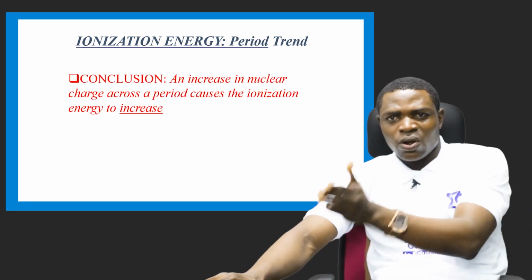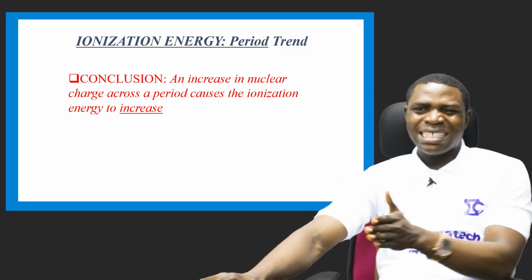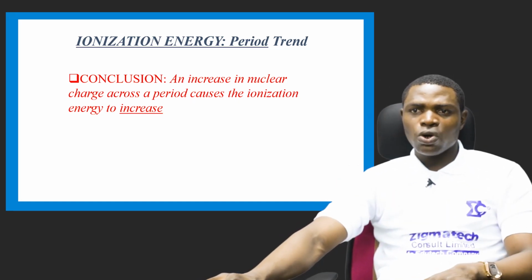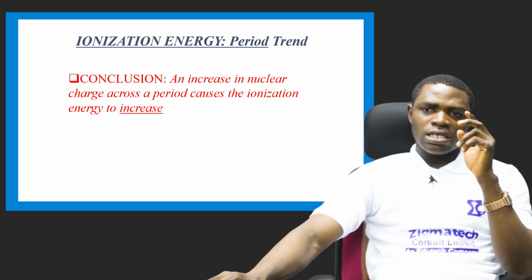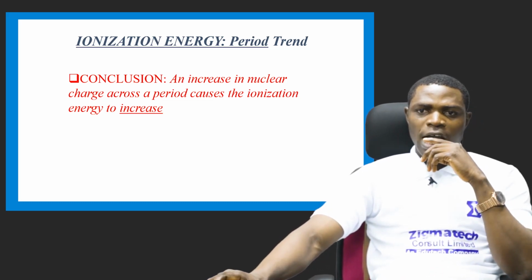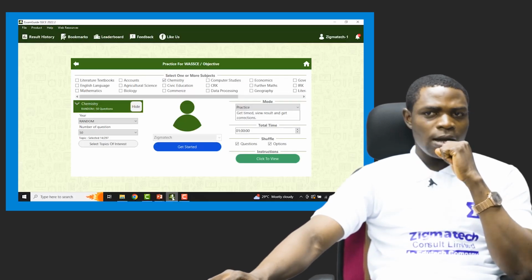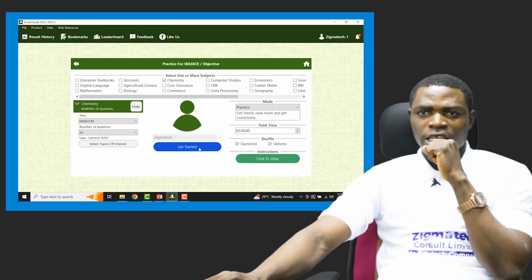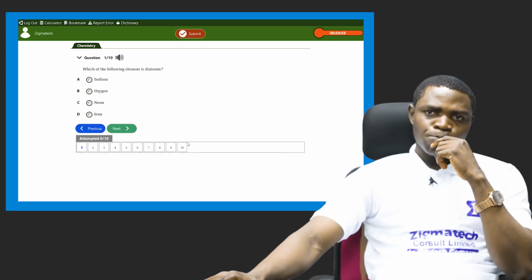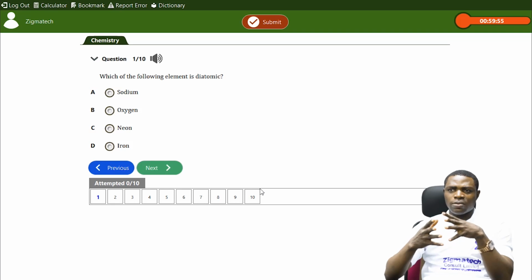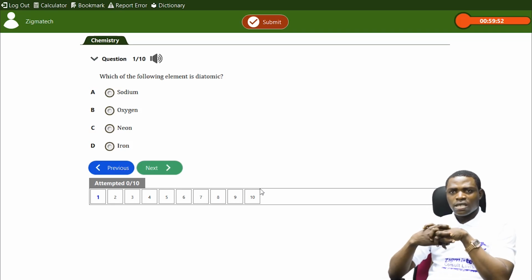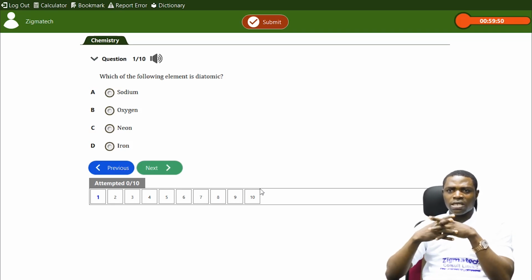So increase in nuclear charge across the period causes the ionization energy to also increase. So looking at it, let's quickly look at our exam guide questions, and let's see how we can explore some questions related to this concept that we have just looked at. Now, question 1, which of the following elements is diatomic?